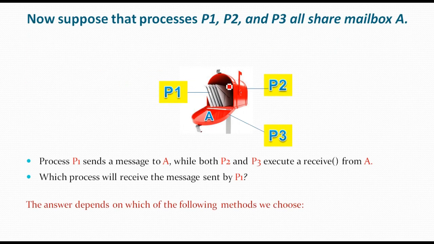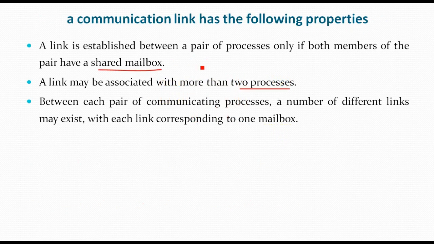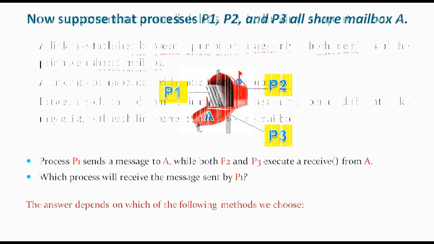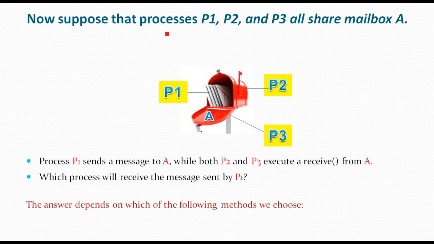So we have just seen the properties we are discussing here: how a link is established between a pair of processes if both members of the pair have a shared mailbox, and also a link may be associated with more than two processes. Now take the example of P1, P2, P3, which all share a mailbox A. The name of the mailbox is A.